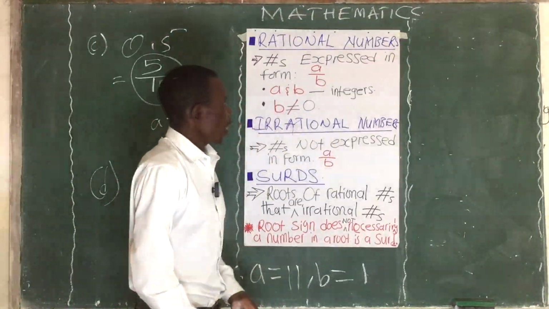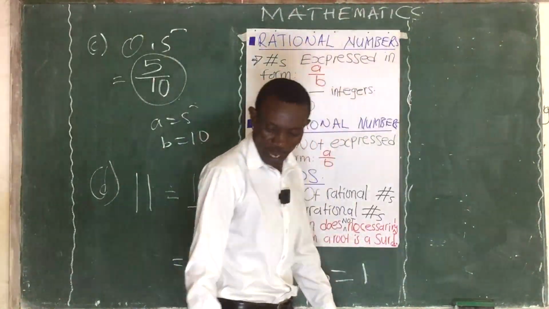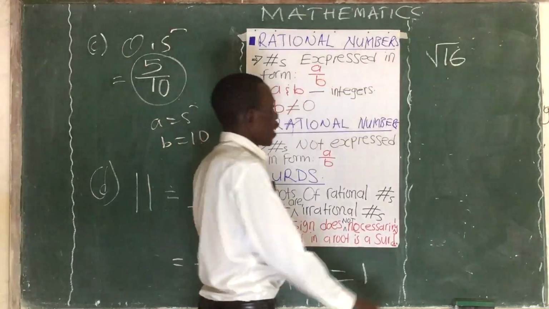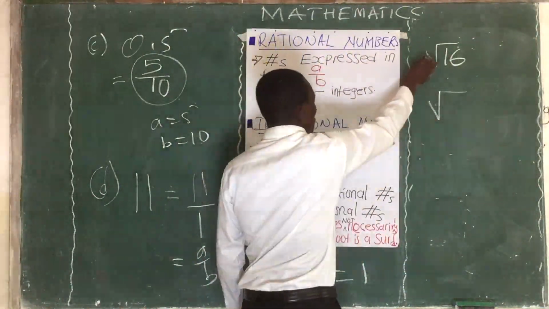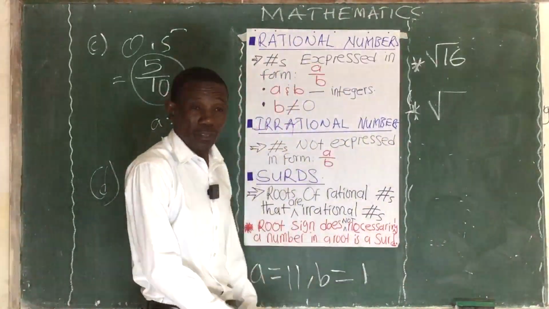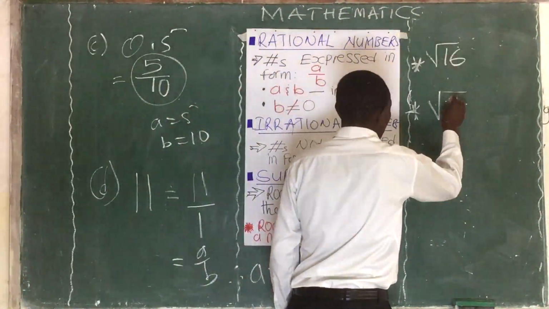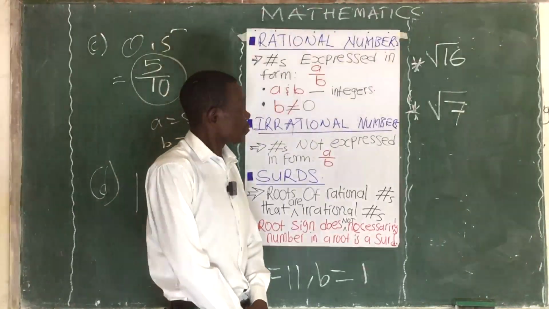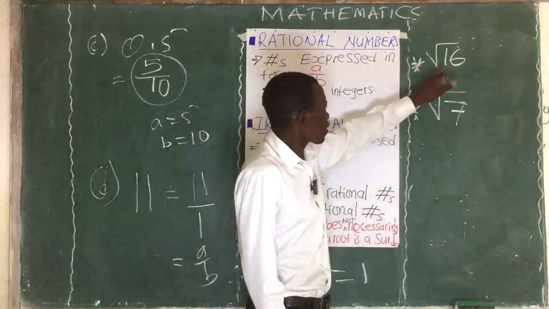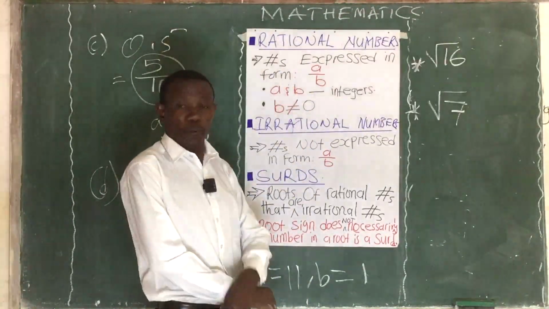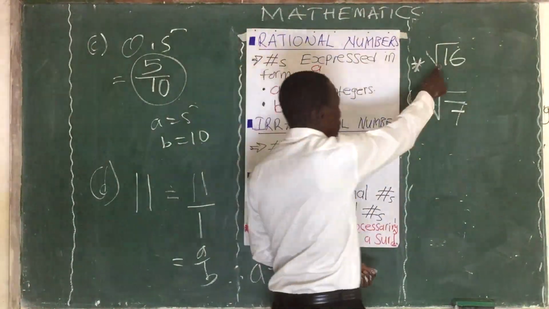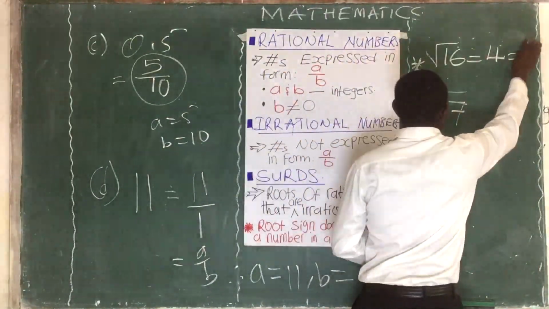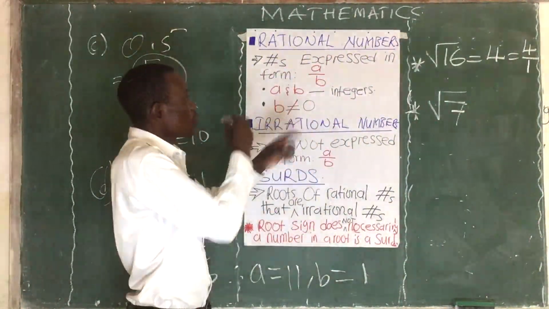Look at this. If I may write a number like square root of 16, and also write here square root of 7. Here I have two numbers but they are in roots. Look at the two numbers in roots. If I can try to fix this number into the form of A over B, that will be possible. Because we all know that the square root of 16 is what? A 4. And that 4 can be converted into what? 4 over 1.